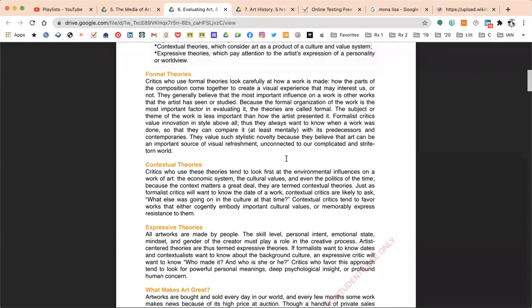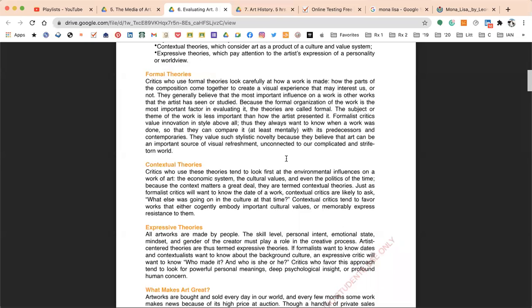Contextual theories, on the other hand, look at the environmental influences on the work of art. So when you talk about contextual theories, this refers to the environment or the cultural milieu of a painting. We try to talk about whether this artwork was produced at the time of the aristocrats.